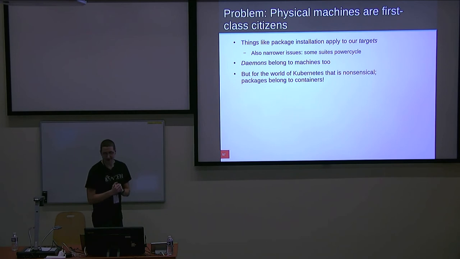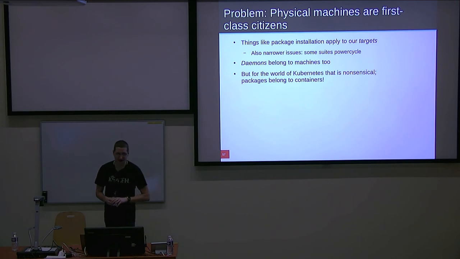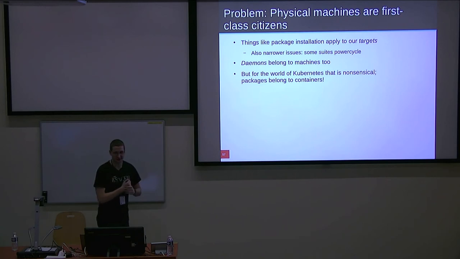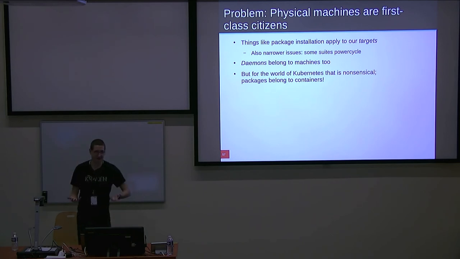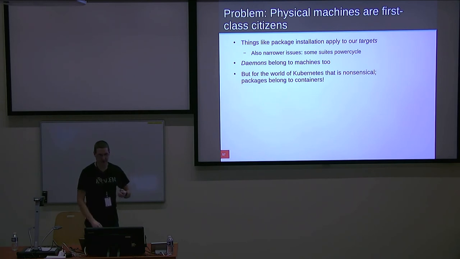And a new problem that's come up recently is that physical machines are first-class citizens in teuthology. We say, hey, I need to install Samba on these 2 machines, but not this 3rd one, and that's okay. And some of our suites do things like say, hey, I want to power cycle that server. And daemons, which we run, also belong to the machine that we run them on. But that doesn't work for Kubernetes, because none of those concepts really make sense for it. And Kubernetes is becoming very important to Ceph. We're the main storage provider for Rook, which is the main storage provider in the CNCF that lives within Kubernetes.